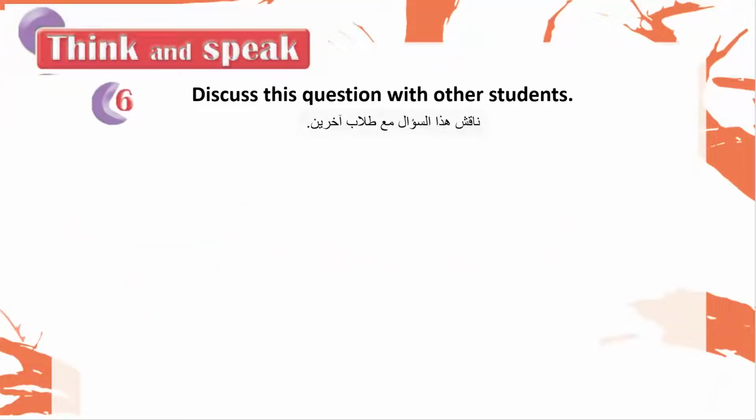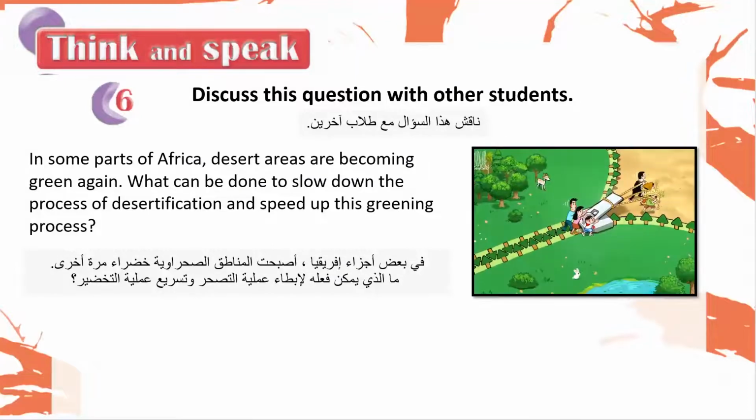Question 6. Think and speak. Discuss this question with other students. In some parts of Africa, desert areas are becoming green again. What can be done to slow down the process of desertification and speed up this greening process?